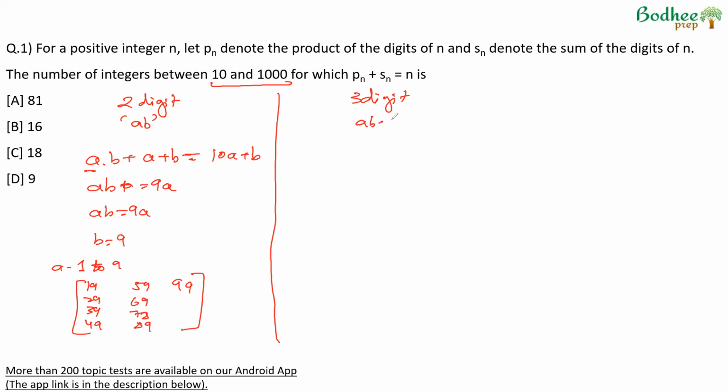If you look at the 3-digit number of the form ABC, the product of digits will be A into B into C, plus the sum of digits will be A plus B plus C, and this is equal to the number which is 100A plus 10B plus C. C and C cancelled, so ABC is equal to 99A plus 9B plus C, and C cancelled, 9B.